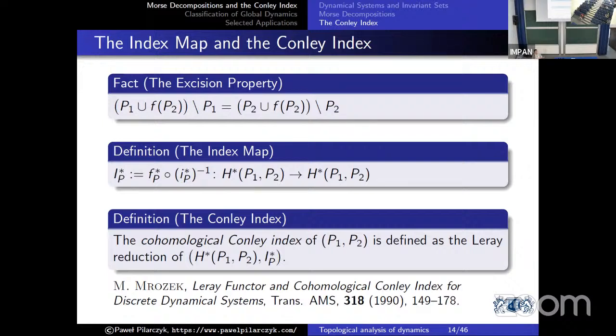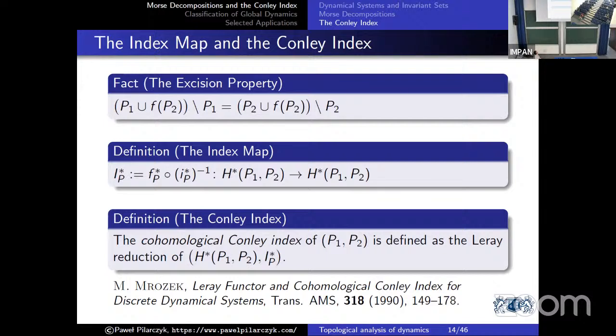So we get this mapping of the index pair forward by one step, and then we can squeeze the green part back to the red set, to the exit set, so that we get an endomorphism. I'm denoting it here in homology, but in the finite setting where I'm going to do the computations, homology and cohomology are essentially equivalent. And this definition was given by Marian Mrozek.